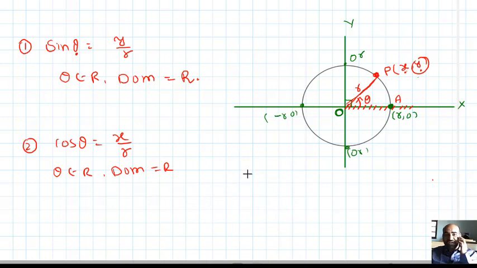Range, finding the range of the sine function and cos function. Okay, observe all of you. Sin theta equals y by r. What values will we get for y by r? That is called range. Theta is any real number. What values will we get for y by r? That is the range. Observe here, students.